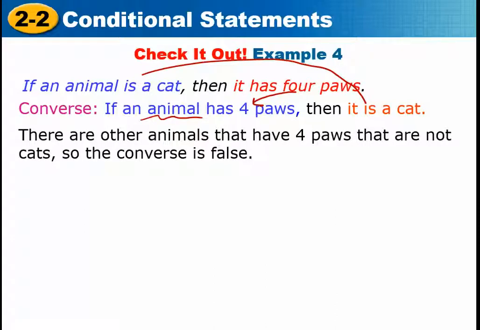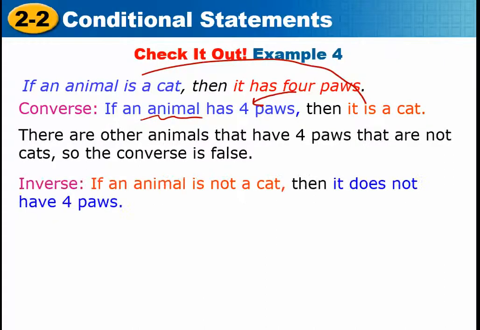Okay, let's do the inverse. For the inverse, we keep the order the same of the hypothesis and conclusion, but we add the word not. So if an animal is not a cat, then it does not have 4 paws. Well, that doesn't make sense. If an animal is not a cat, let's say it's a dog, and it does not have 4 paws, well, yeah, it can.